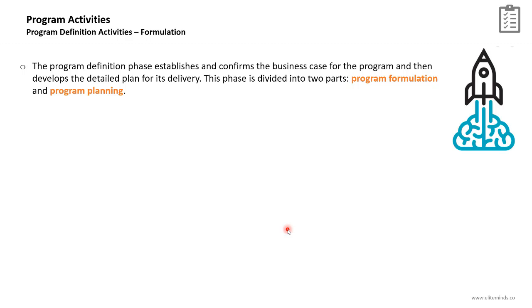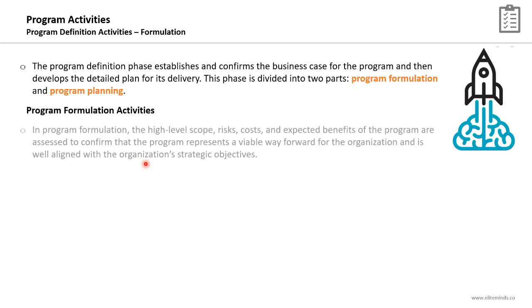As explained in the previous section, there are 3 phases for the program lifecycle. The first one is the program definition phase. In the program definition phase, there are 2 parts, the program formulation and the program planning. In this lecture, I will walk you through the 10 assessment activities as part of the program formulation.